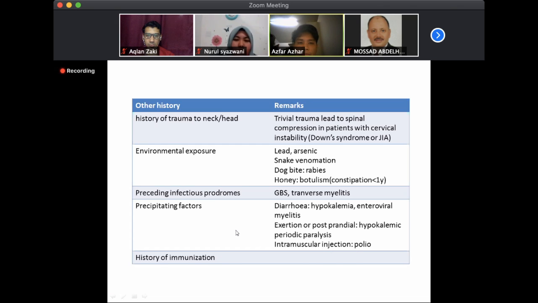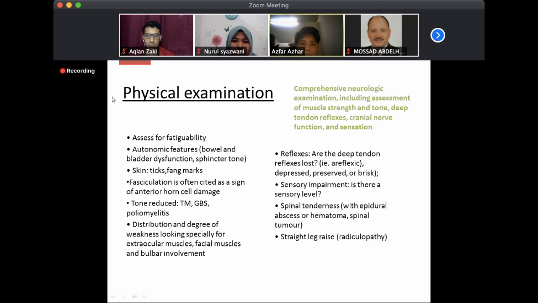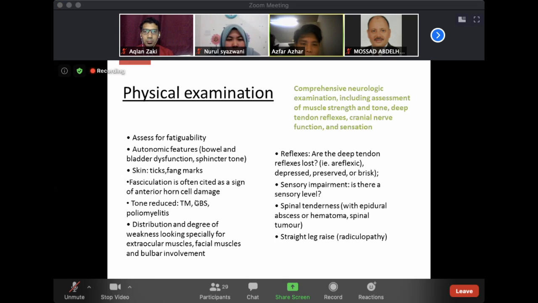Okay, so physical examination. Basically, for this case, the most important one is the neurological examination. The comprehensive neurological examination includes assessment of muscle strength, tone, deep tendon reflexes, cranial nerve function, and sensation. So we assess all of this, and assess for fatigability, autonomic features, bowel and bladder dysfunction, and sphincter tone. That's why we need to do the rectal examination. For the skin, we look for fang marks, because we want to consider toxin involvement. Fasciculation is often cited as a sign of anterior horn cell damage.